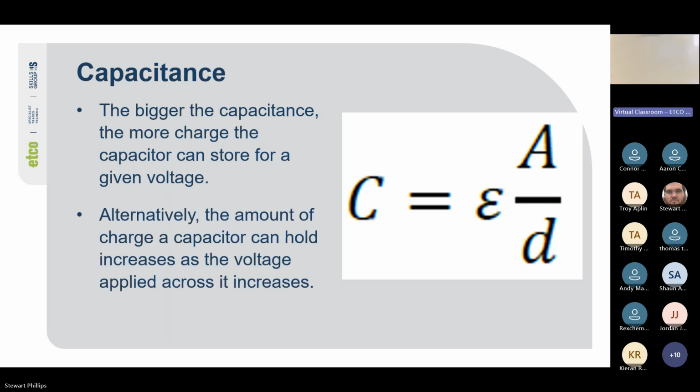Cool. So alternatively, the amount of charge a capacitor can hold increases as the voltage applied to it increases. So it will be rated to hold a certain amount of charge at a certain voltage, but if that voltage was to increase, it would hold more charge. So you might have a capacitor rated for 20 microfarads at 230 volts, but then it steps up another 10 microfarads when we get into 400 volts. It just depends on the voltage applied.